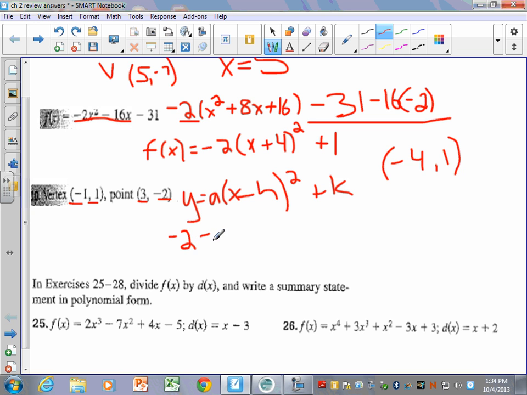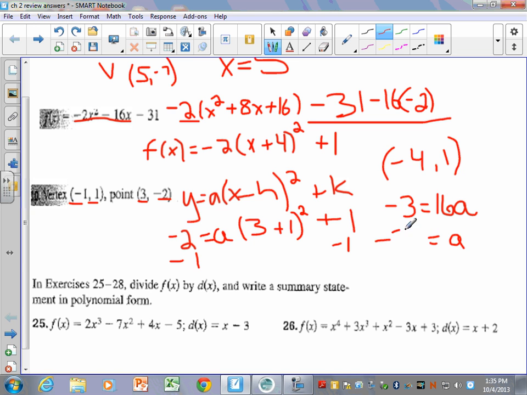so that would be -2 equals a times x, which is 3, minus h, which is the x of your vertex, minus -1 is going to make that +1, and k is 1. Now you just got to solve that for a. I could subtract 1 over. I'm going to come over here. So I would get -3 equals 3 plus 1 is 4 squared. So I think that would be 16a. So divide by 16, and you get that a equals -3 over 16.